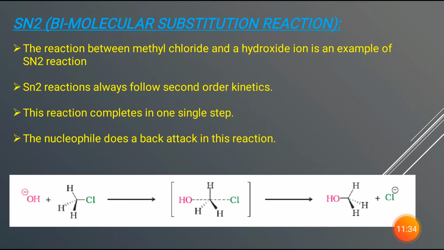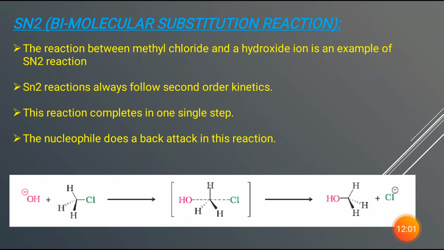Next, we have SN2, which is called the bimolecular substitution reaction. The reaction between methyl chloride and a hydroxide ion is an example of an SN2 reaction. It does not mean you should take only methyl chloride. You can take any other alkyl halide. It's just an example I've given.